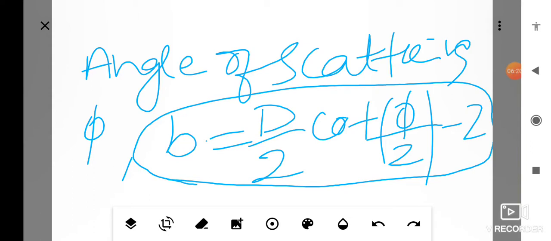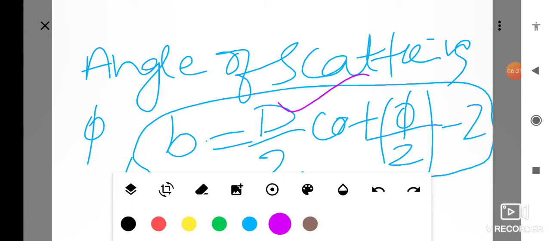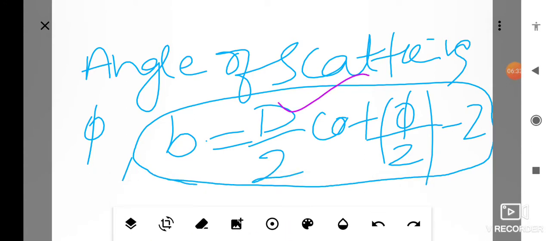b equals d by 2 cot phi by 2. We know that d is the distance of closest approach.